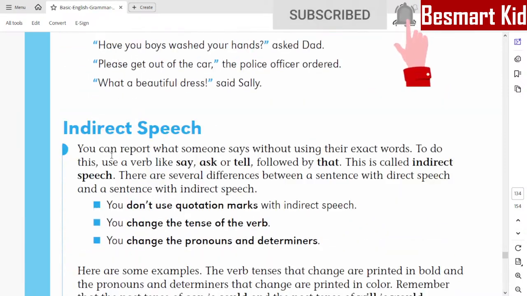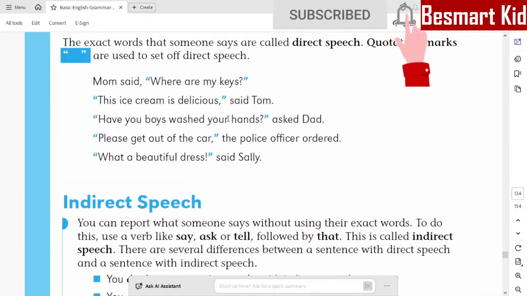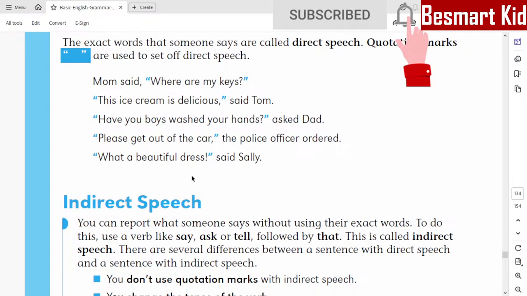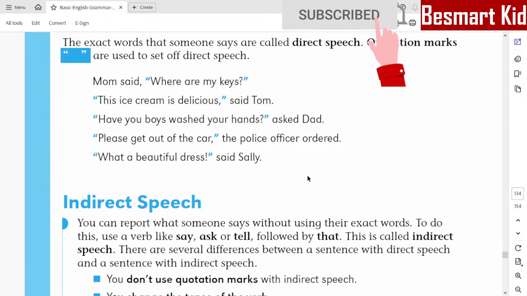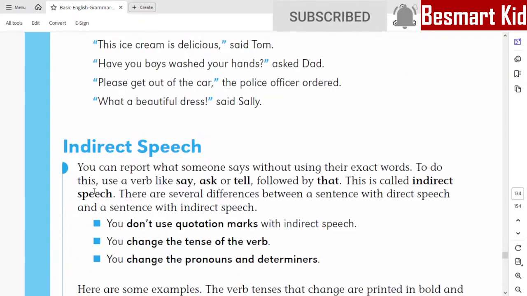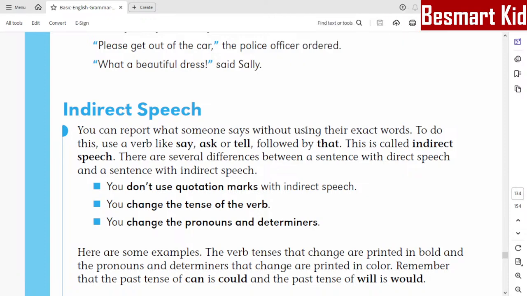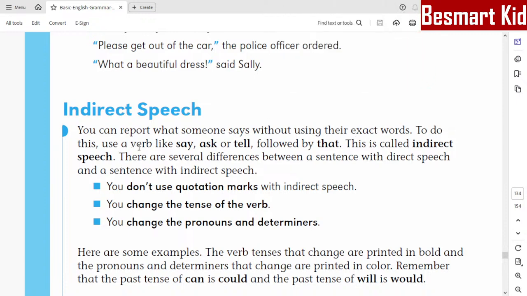The indirect speech. So first, the direct speech, like you said, is the exact words that someone says. Like here, what I'm saying, I'm saying me, but if you say you, it will be the indirect speech. So let's see the indirect speech. You can report what someone says without using their exact words. To do this, use a verb like say, ask, or tell, followed by that. This is called indirect speech.